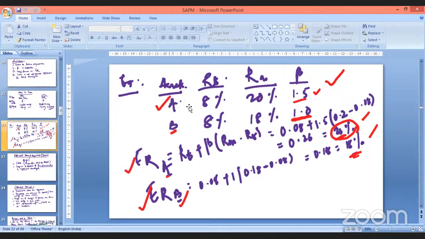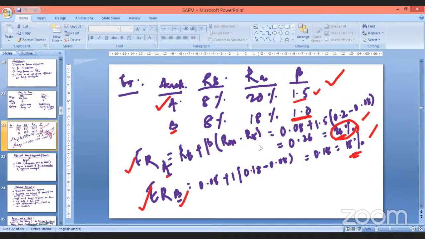So what is the degree of risk associated with security A? 1.5, that is beta. The risk coefficient of security A is 1.5 and the risk coefficient of security B is 1. The market rates of return for these two are given as 20% and 18% respectively. The risk-free rate of return for both securities is the same, 8%. So we are going to determine the expected return for asset A and for asset B.